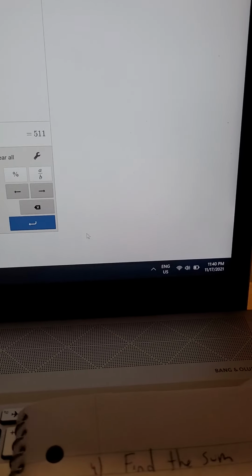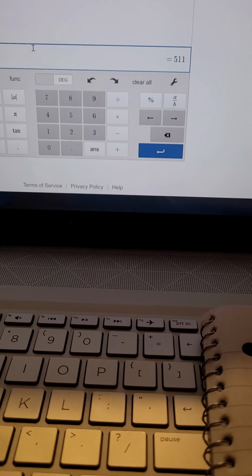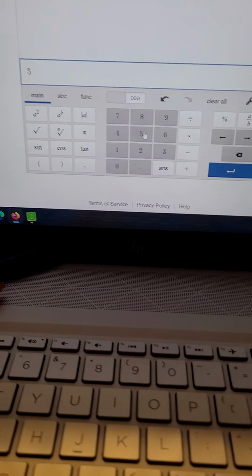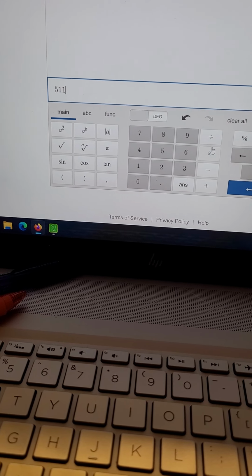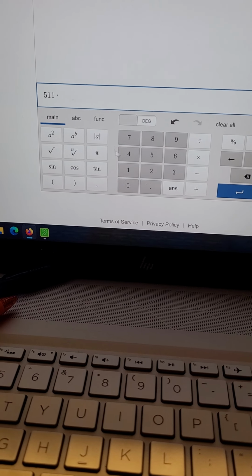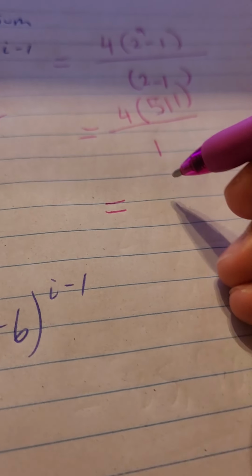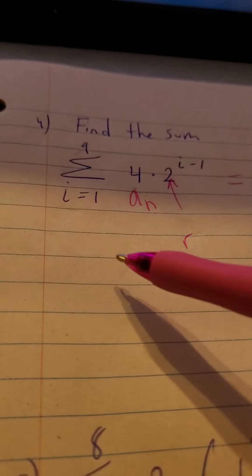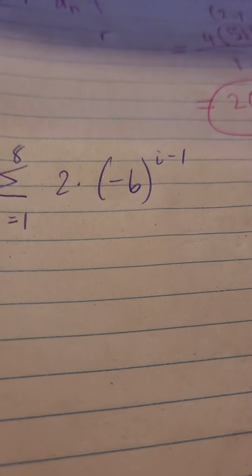What is it doing? Just hit enter. Clear all. Let's go 511. Calculator is good for a lot of things. I'm noticing which things it messes up on. 2044, as I thought. So these 9 numbers in this geometric series, in this pattern, if we start at 4, we multiply them by 2, we go up till we get to the 9th number. That's 2044. Next one.